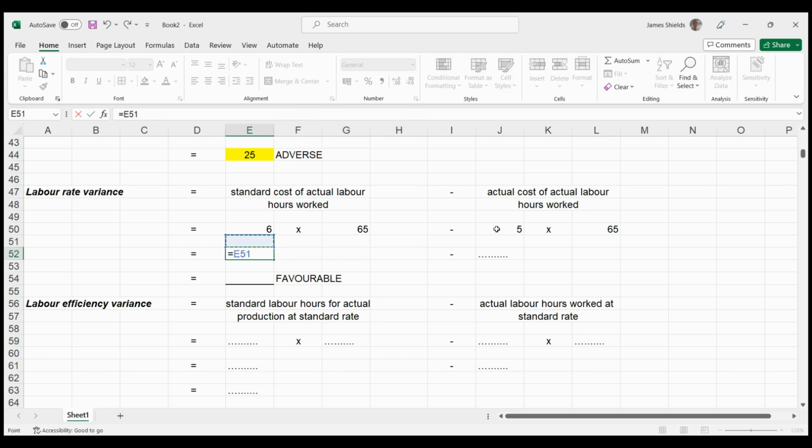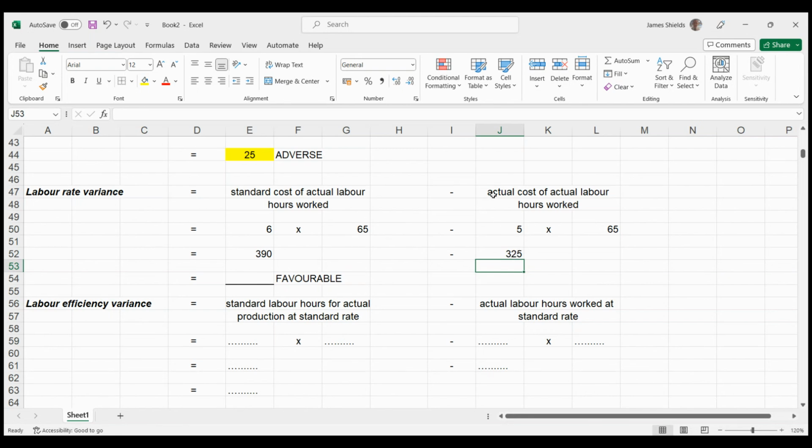So we have our 6 times 65, which gives us £390. Take away the 5 times 65, which is £325. You notice here, the actual cost is £325, whereas the standard cost was £390. So that's a difference of £65. And because the actual cost was less than the standard cost, that means it's going to be favourable.